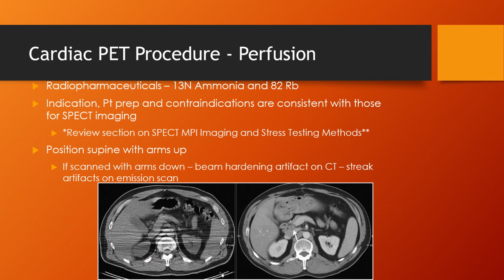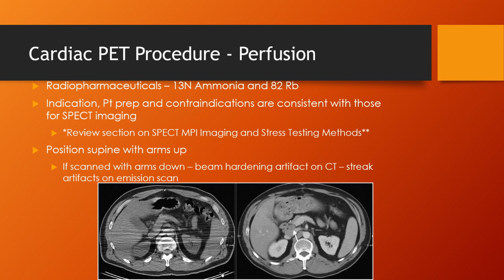So the only two FDA-approved radiopharmaceuticals that are in regular use for MPI PET are nitrogen-13 ammonia and rubidium-82. Nitrogen, of course, is not used nearly as much because it is restricted to a cyclotron being on site, whereas the rubidium cart is fairly mobile.